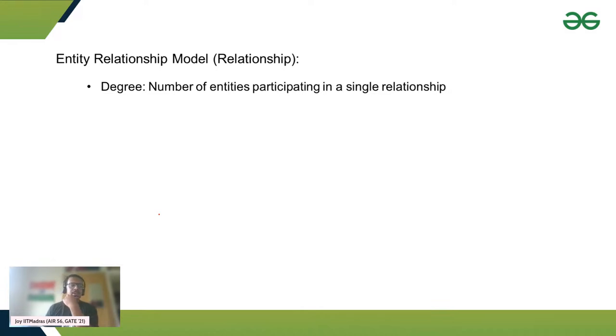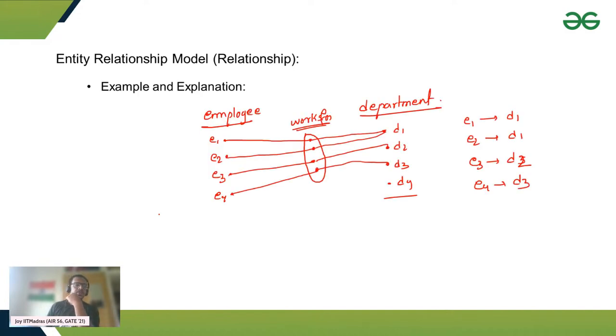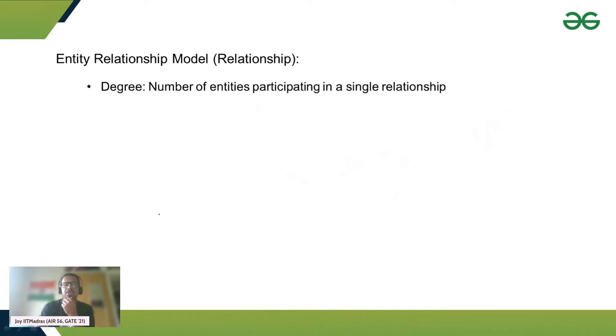So what does it mean? Here, if you jump into the example works for, you can see that we have two entities. One is employee, another one is the department. So works for is the relationship which is associating these two different entities. That is why the degree of works for is two.